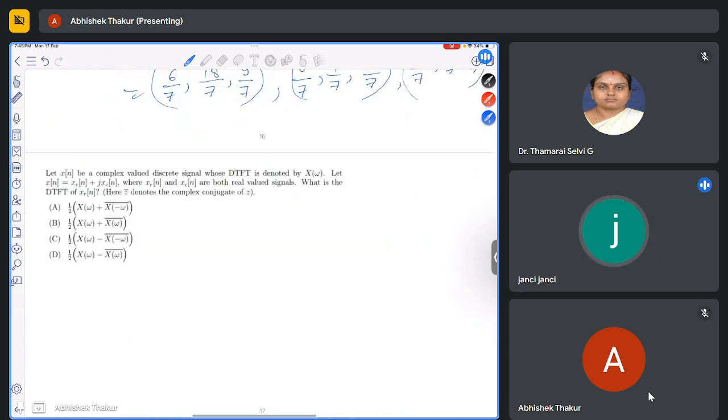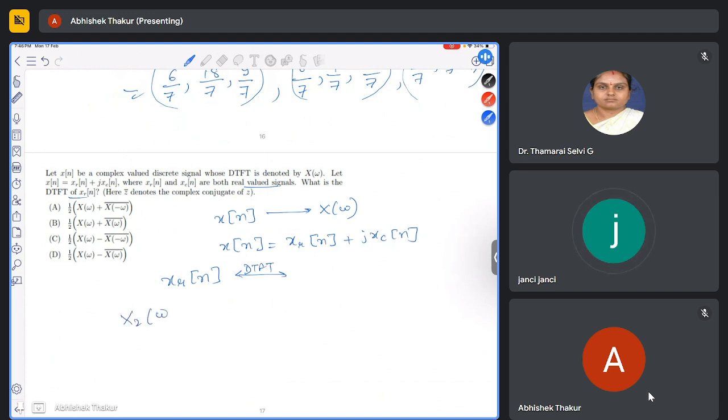Now x[n] being a complex valued discrete signal whose DTFT is denoted by X of omega. So the DTFT of x[n] is X of omega. Let x[n] be equal to xr[n] plus j xc[n], that is the real component of x and the complex component of x, where xr and xc are both real valued signals. What is the DTFT of xr[n]? So we have to find the DTFT of this.